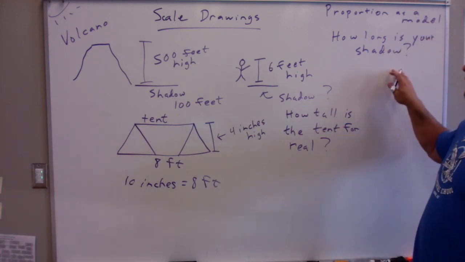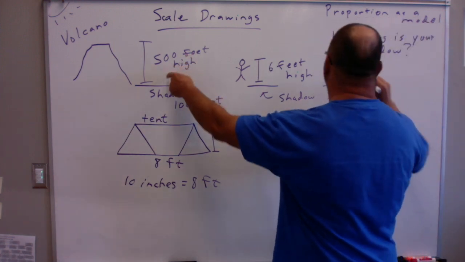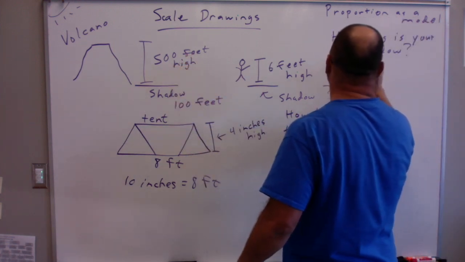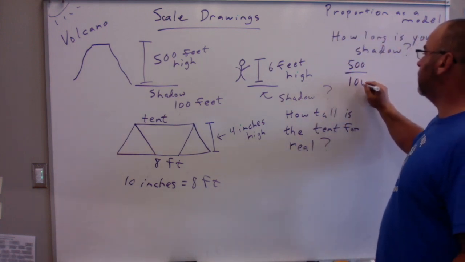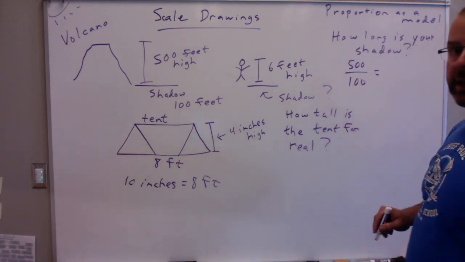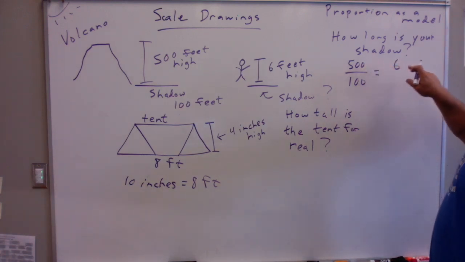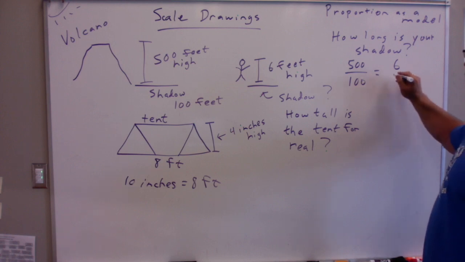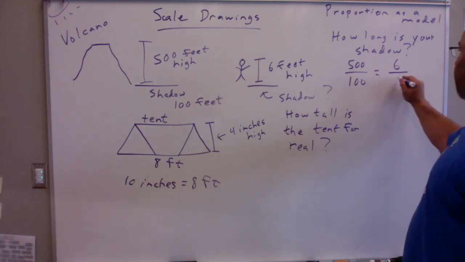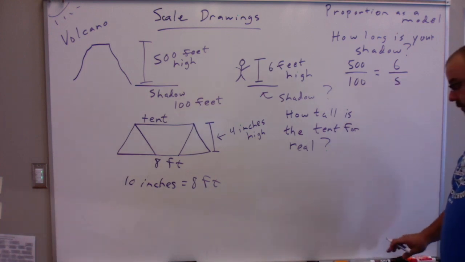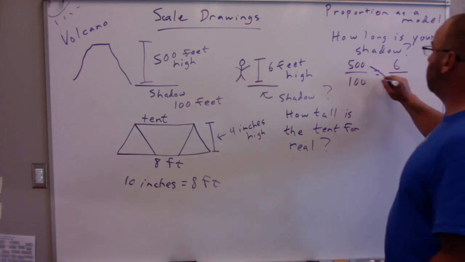What we could do is a proportion. So we could do the height of the volcano, which is 500 feet, has a shadow that is 100 feet. Now that's equal to your height, because the height of the volcano is proportional to your height, all over the shadow, which we don't know, so we're going to call that shadow S. Okay? Now, you can use any variable you want. So we're going to cross multiply this, okay?